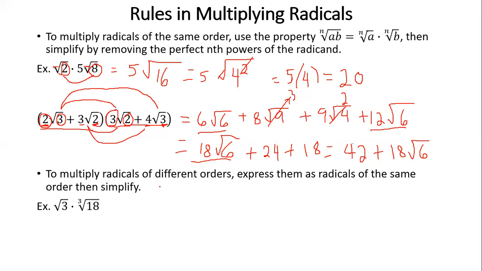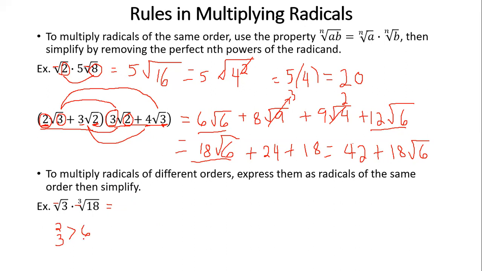Ngayon, to multiply radicals of different orders, express them as radicals of the same order, then simplify. So in this case, hindi po pareho yung index natin. Excuse me po. Hindi po pareho yung index. So ang gagawin po natin dyan, we have to make them similar. So paano po? Kailangan nyo pong kunin yung least common multiple ng index ninyo. So yung index po natin ay 2 at saka 3. The least common multiple is 6.